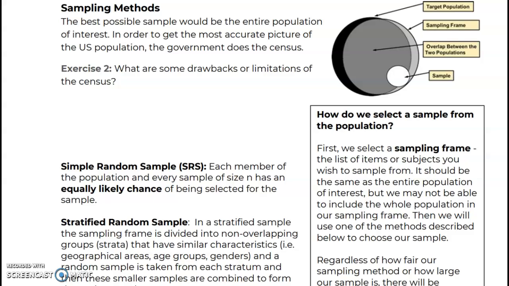When we look at the census, what are some of the drawbacks? The first one would be that it is very time consuming and it costs a lot of money. Now, the US government has a lot of resources, so they're able to do that. But oftentimes when we do research, we just don't have those funds available, which is why we choose a smaller group or different sample in order to collect our data.